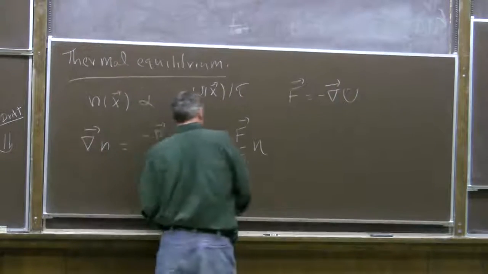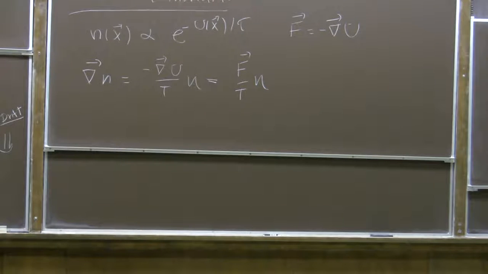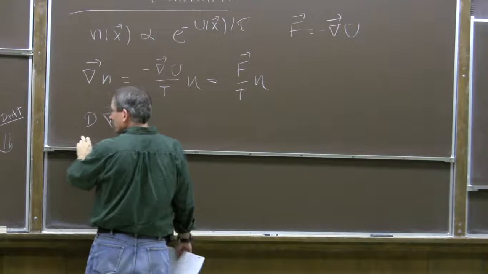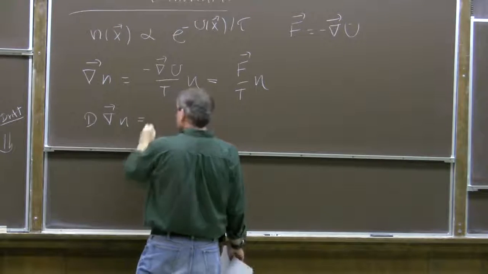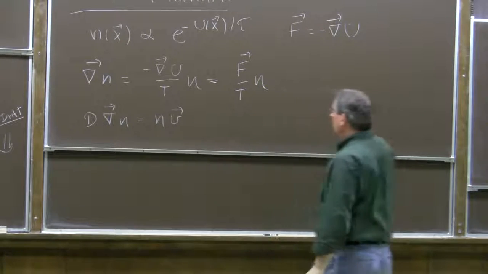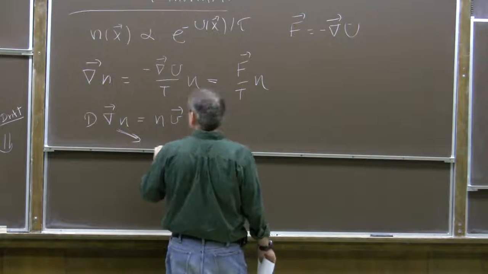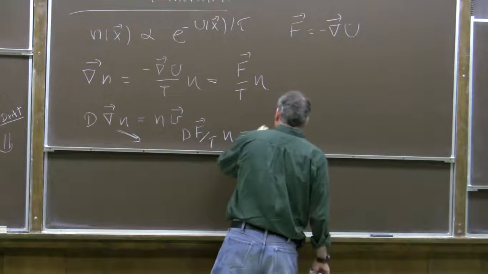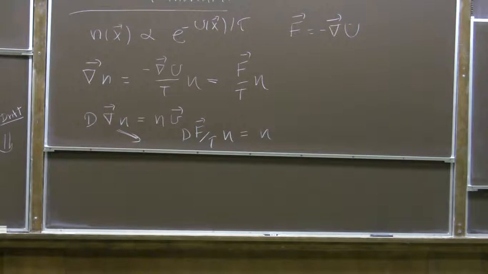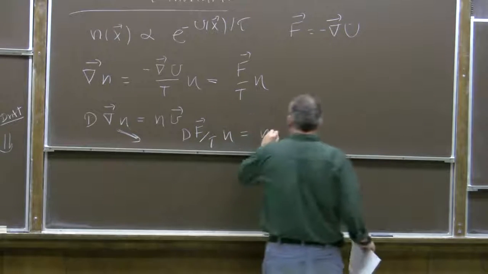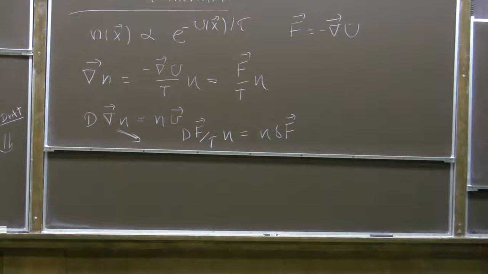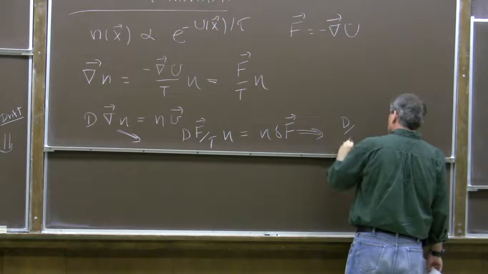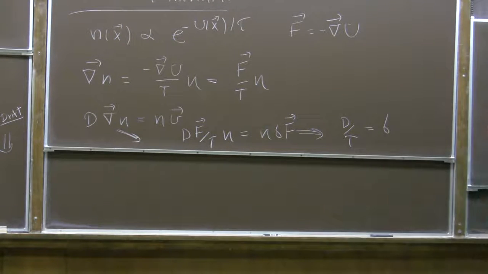So we know that in equilibrium, since the two contributions to the flux are the same, I have diffusion constant times gradient of concentration equals concentration times velocity. But this is just diffusion constant times force divided by temperature times concentration. And this is, since the terminal velocity is just mobility times force, equal to mobility times force. So the concentration and the force drop out of the equation. And the conclusion is that diffusion constant divided by temperature is equal to mobility. That's the Einstein equation.